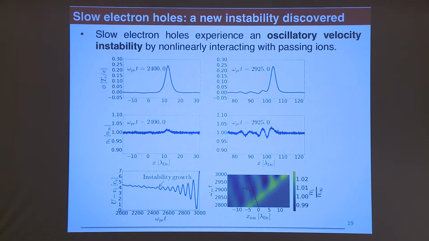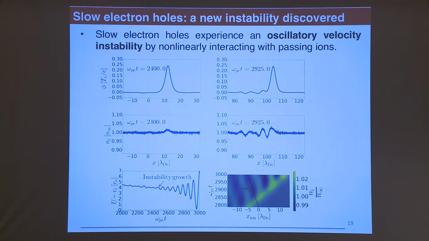So we explored, and we discovered that slow electron holes can experience an oscillatory velocity instability. Here I'm showing you a case of that instability. On the left you have the potential and the ion density before the instability, and on the right you have the potential and the ion density after the instability onset. The bottom panel shows you the velocity of the electron hole in the ion frame. You see that if the velocity of the electron hole in the ion frame falls below a certain threshold, then the oscillation in the velocity begins to grow, and this whole system is unstable.